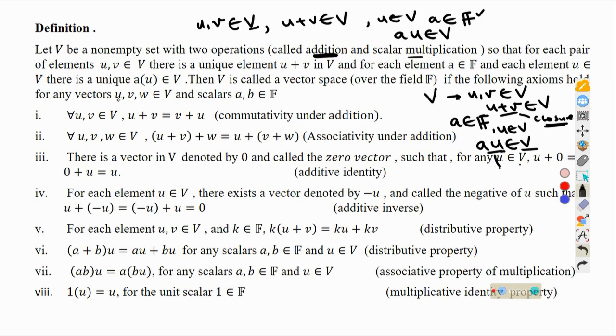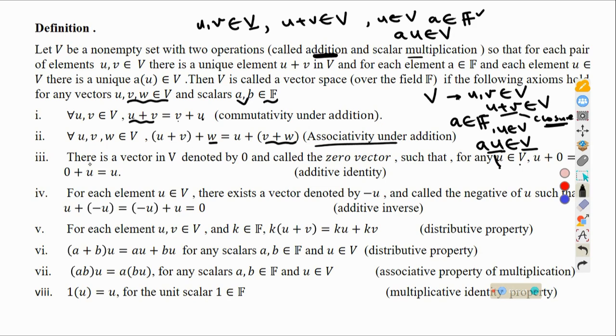That is, if you pick u, v, and w from this given set V, and you pick a and b from this given field F, then you must also show that u plus v is the same as v plus u. That is commutativity under addition. You must as well show that (u plus v) plus w is the same as u plus (v plus w). And this is what we call associativity under addition.